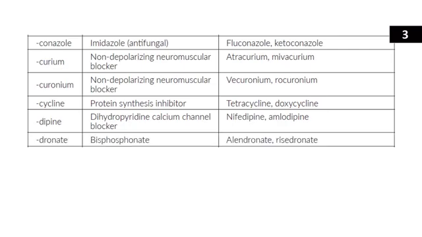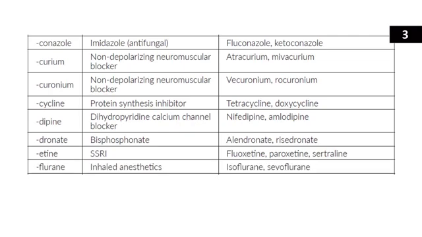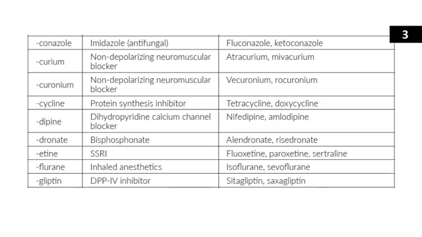-dronates are the bisphosphonate drugs used to treat osteoporosis, like alendronate or risedronate. -oxetines are SSRI antidepressants like fluoxetine, which is Prozac, and paroxetine and sertraline. -flurane are the inhaled anesthetics like isoflurane and sevoflurane. -gliptins are DPP-4 inhibitors, which are a class of drugs used to treat type 2 diabetes. The examples of these drugs would be sitagliptin and saxagliptin.